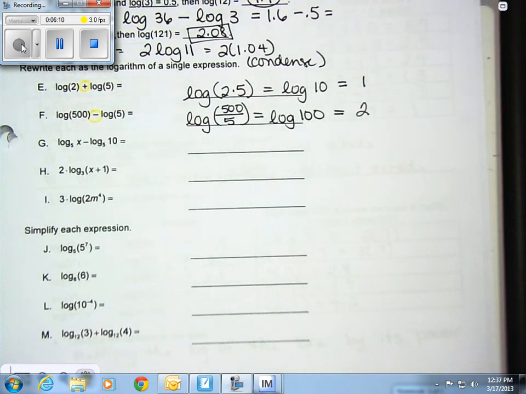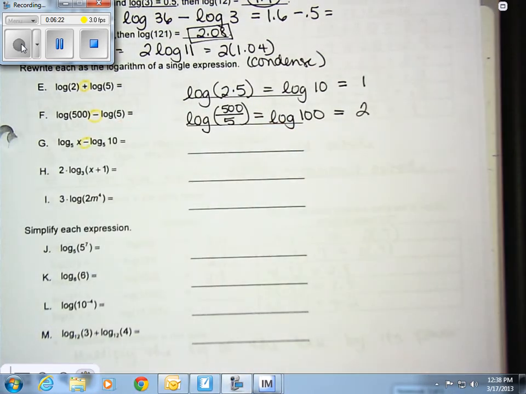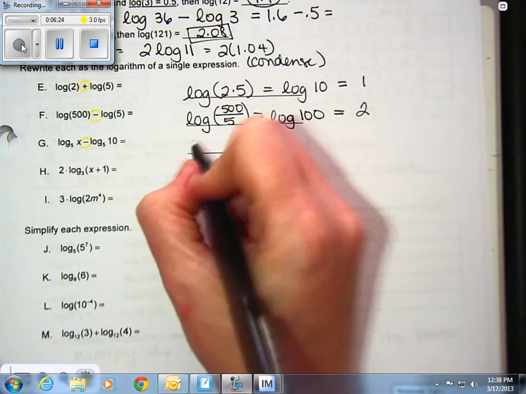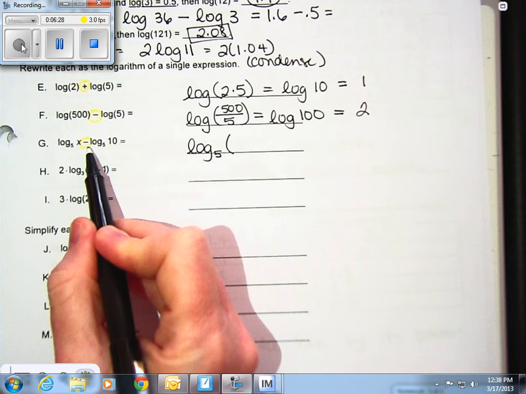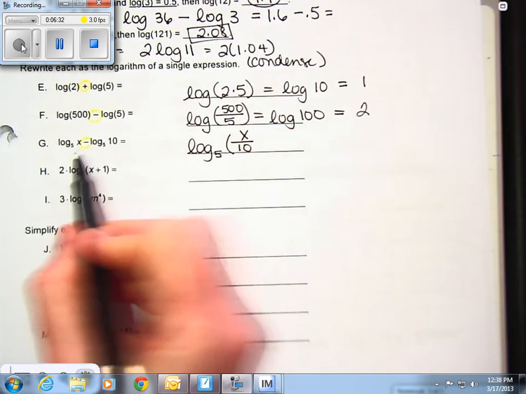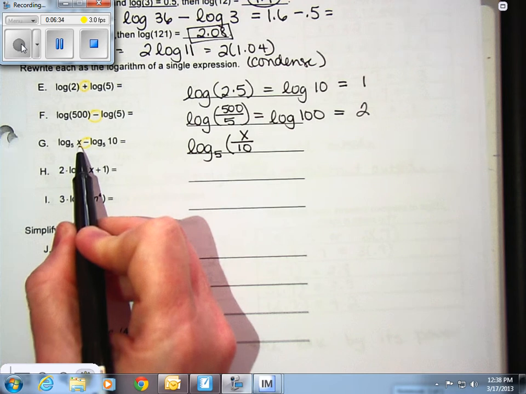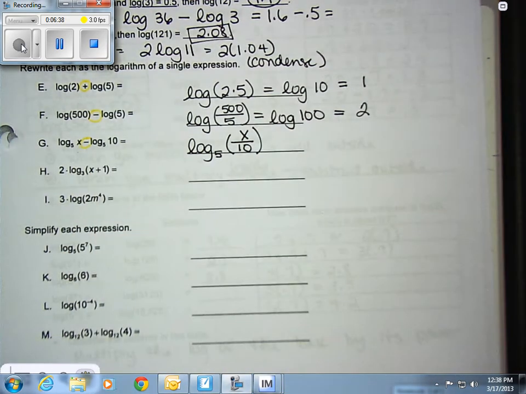Okay, same thing for our next one. Now this time it's not a common log, so we won't be able to check it on our calculator, but we can still use the properties no matter what the base of the logarithm is. If we have a minus sign in between two separate logarithms, we keep the logarithm and its base, and a minus on the outside changes to a quotient on the inside. The first one always goes on the top, the second one goes on the bottom. So that becomes log base 5 of x divided by 10.